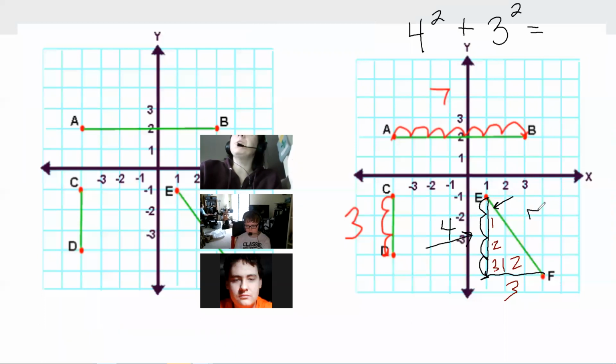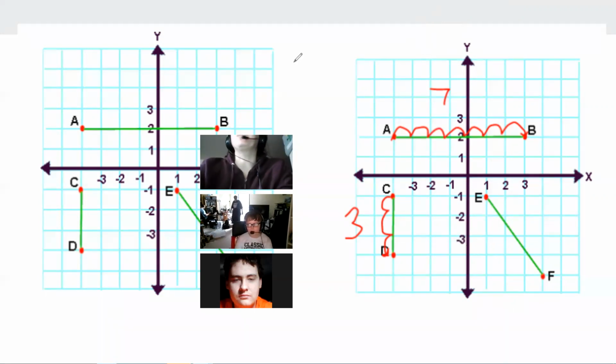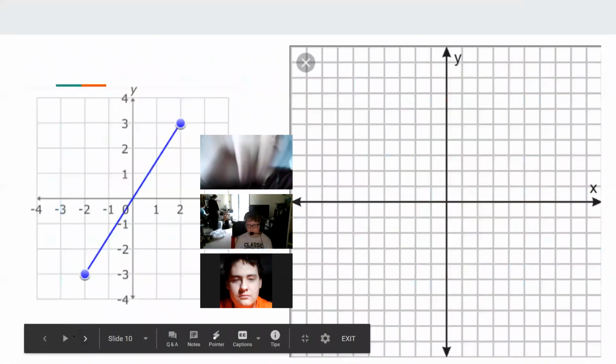But you're right, all we're doing is 4 squared is 16 plus 3 squared, which is 9. That gives us 25, and when we take the square root of that, that gives us 5. So we can do the distance formula, or we can do the Pythagorean theorem. It's up to you. Either way is okay. If it's on a graph like this, I would do Pythagorean theorem. If it's not on a graph, I would use the distance formula. Are there any questions with that last one there?